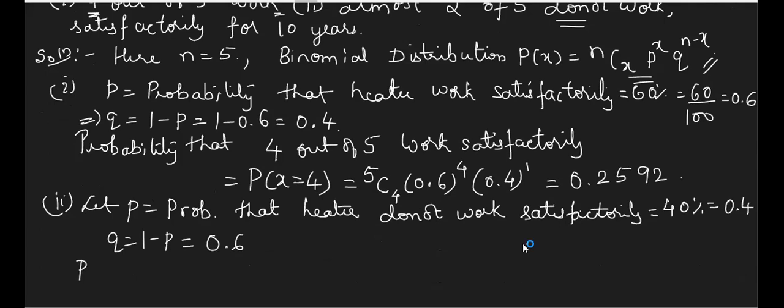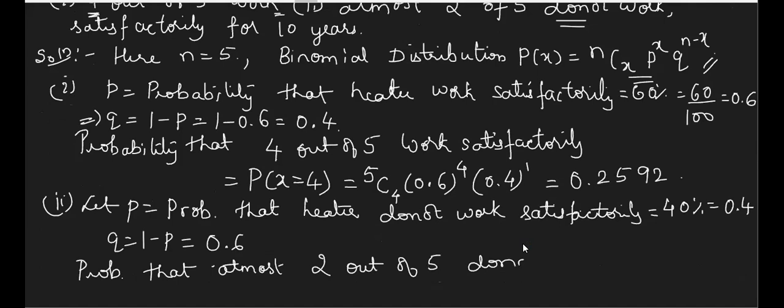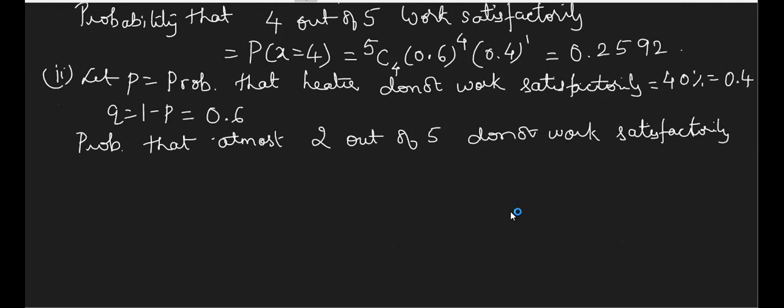Now what do we want for the second condition? Probability that, what they have given the condition? At most 2 of 5. What is the meaning? Probability that at most 2 out of 5 do not work satisfactorily. If any part is not clear, you can ask me. I'm ready to explain because this is very important. Two modules depend on probability. So this is probability of X out of 5 at most 2, less than or equal to 2.